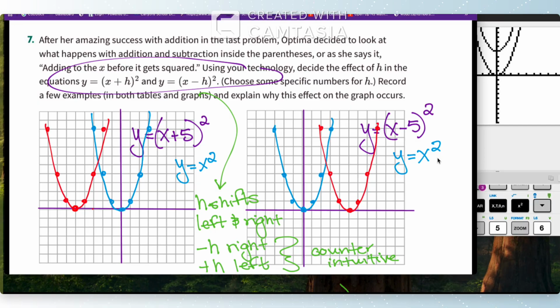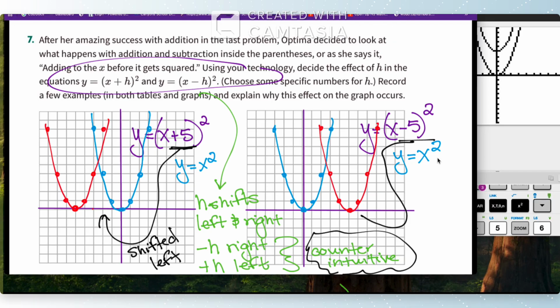If you plug in these equations, you should see that if you do x plus 5 squared in your y equals, that parent is actually going to be shifted left. Right, so here we've got a positive number, but we shifted left. Which might be counterintuitive, right? That's the idea of counterintuitive, that it's the opposite of what we might think is going to happen. So here we have a subtract 5, and we actually shifted right when we subtract within the parentheses.